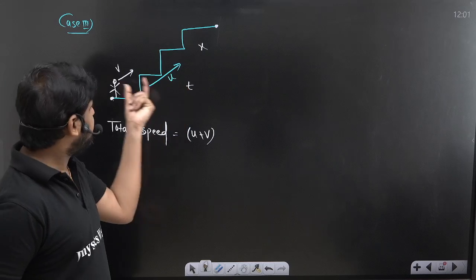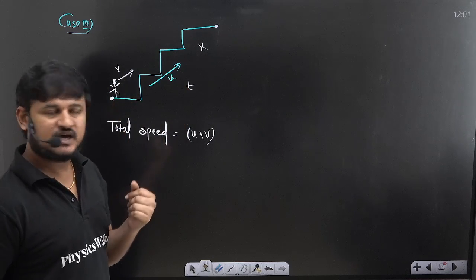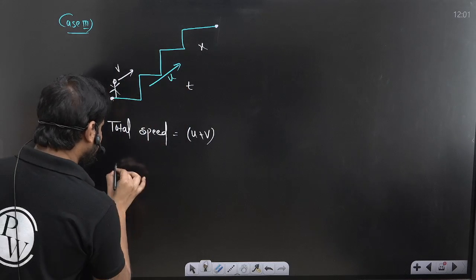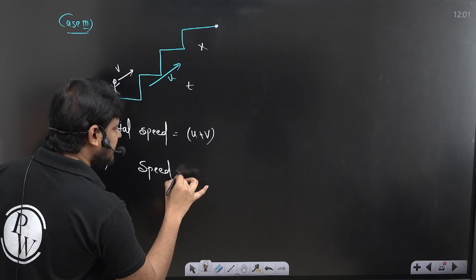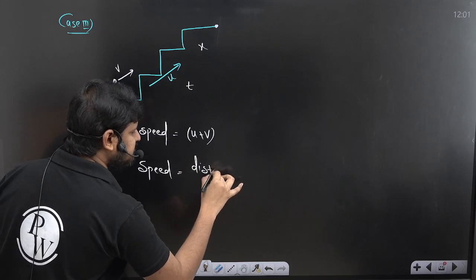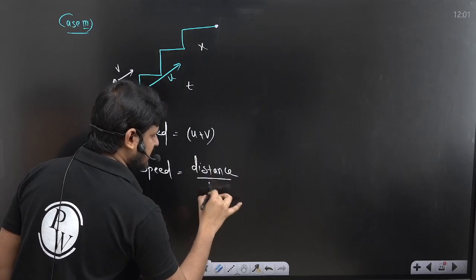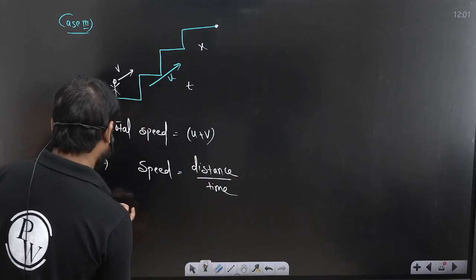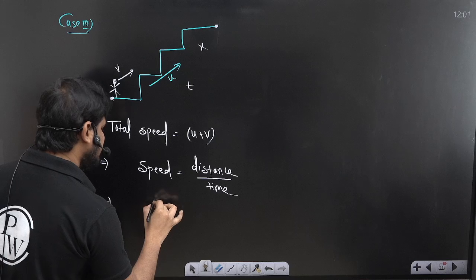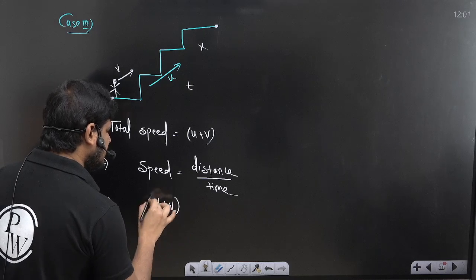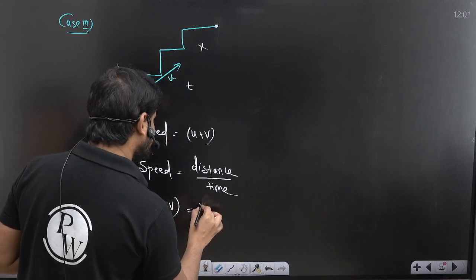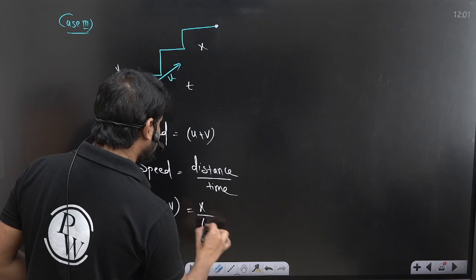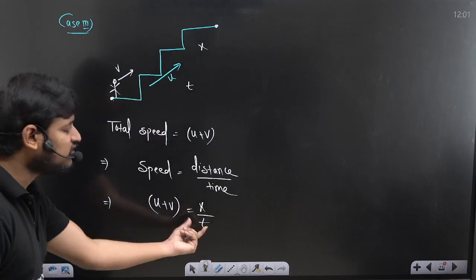Escalator speed plus the person speed, right? u plus v. Now we know that speed is equal to distance by time. Let's write step by step so that you will understand clearly. Speed, which is u plus v, is equal to distance by time. The distance is going to remain the same, so x by the time taken, let it be t. Now we have to find time t.